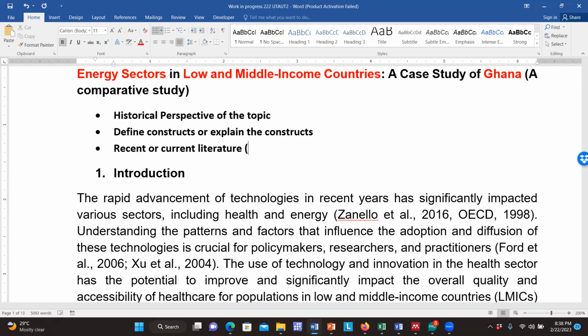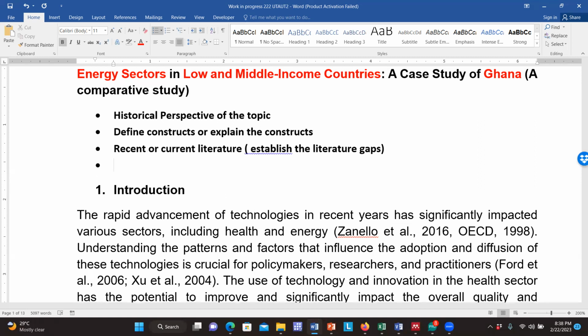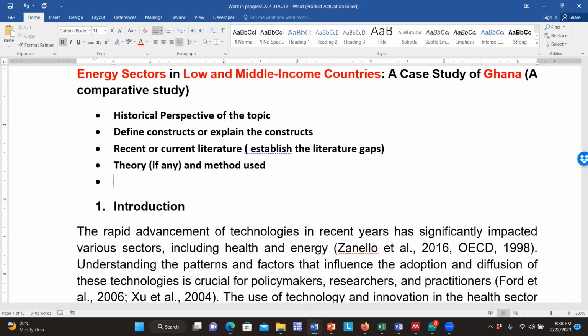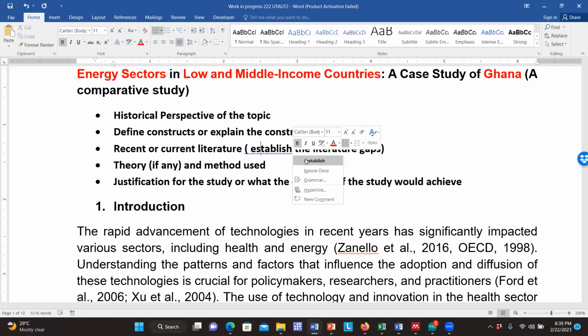Okay. Here you want to establish the literature gaps briefly, and then we talk about the theory, if you are using any, and the method used, and then the justification for the study or what the outcome of the study would achieve. Right? So that's all I'm talking about, the intro.